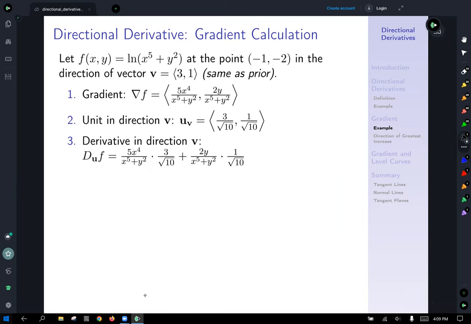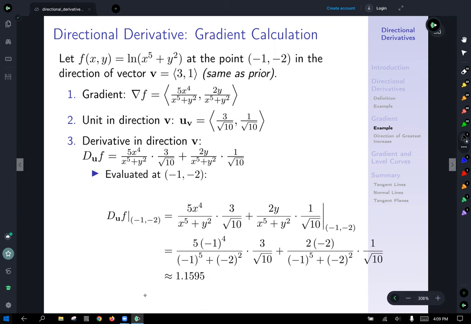Okay, so let's apply this. We're going to evaluate this directional derivative in the direction of v at the point we're interested in, -1, 2. So we're going to substitute in for all the x's, -1, and all the y's, 2. When you get that all done, happily, we arrive at the same result that we did before, 1.1595 again.